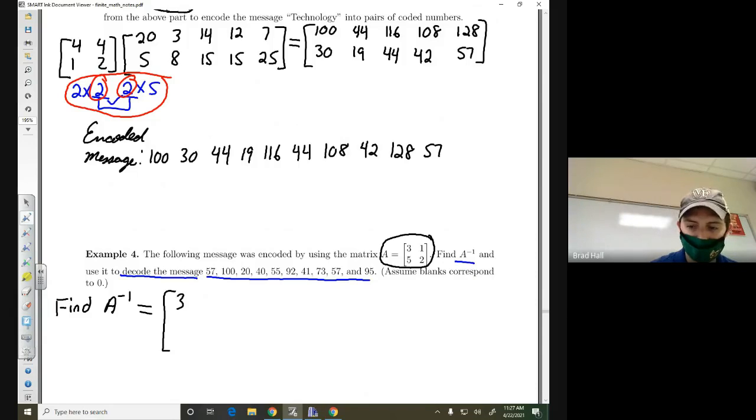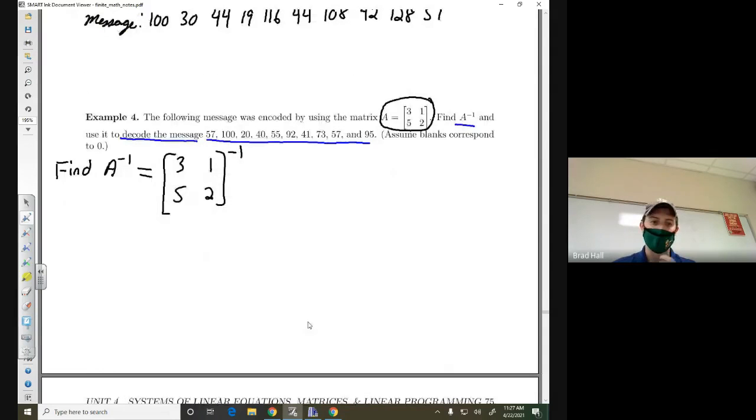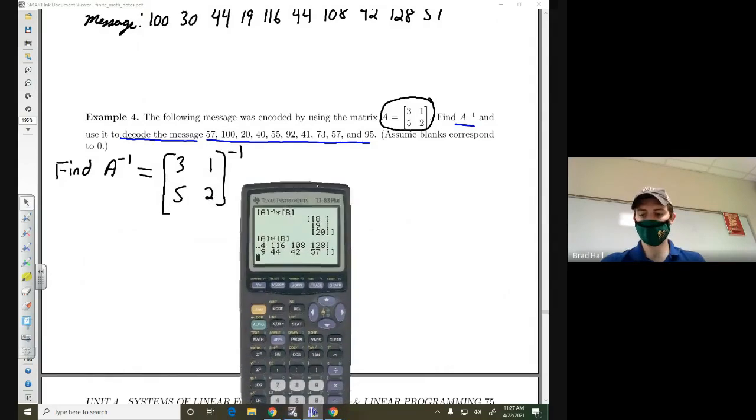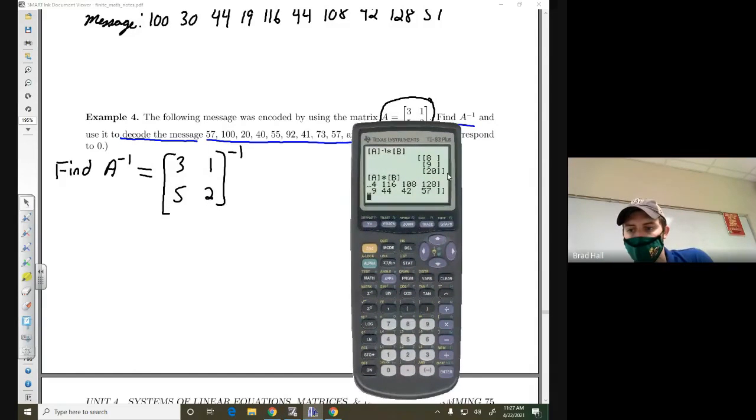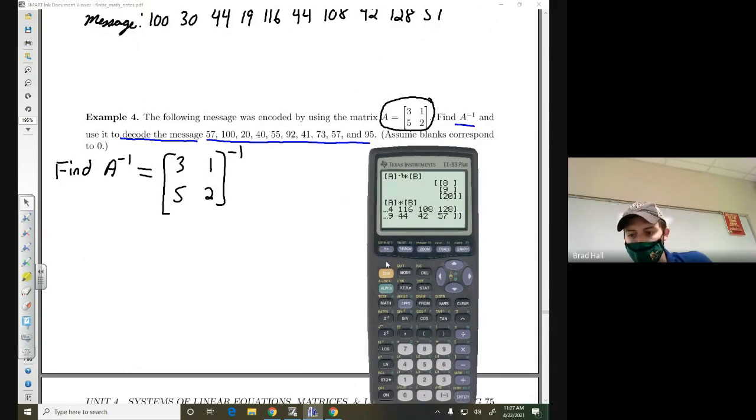So A, they gave us as 3, 5, 1, and 2. So that's what we're going to find the inverse of. And this is exactly what we did at the very beginning of this section. So here, we need to program the matrix A into the calculator so we can find its inverse. 3, 1, oops, I messed that up. It's a 2 by 2 matrix, first and foremost, consisting of 3, 1, 5, and 2.